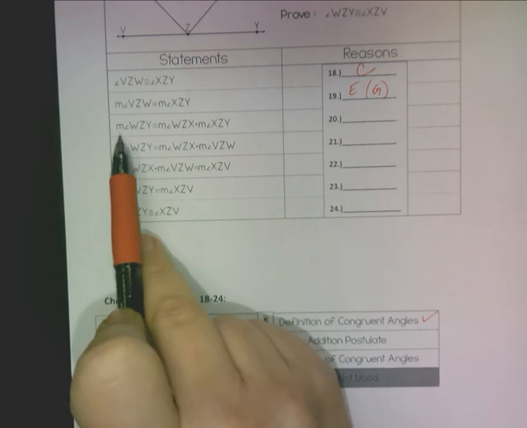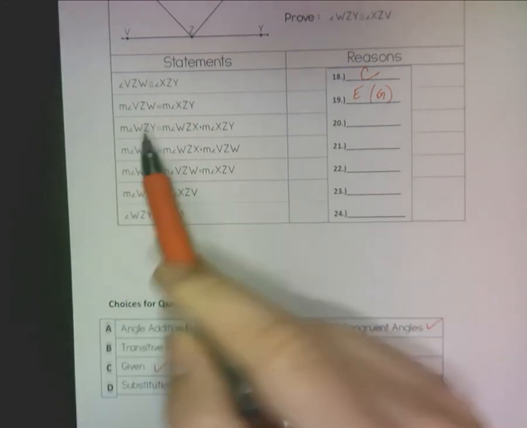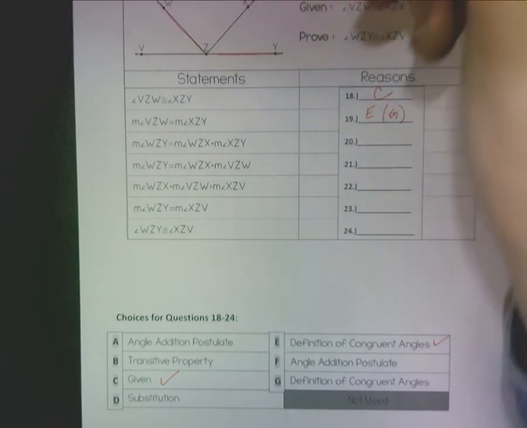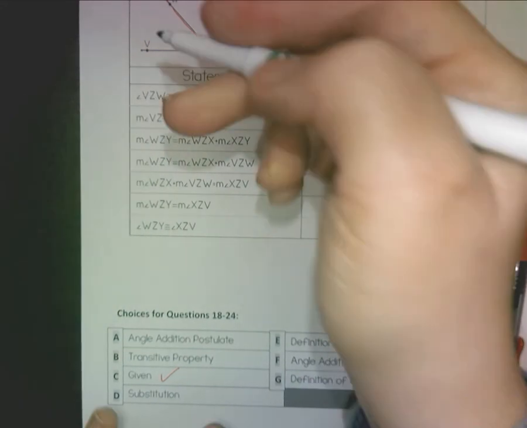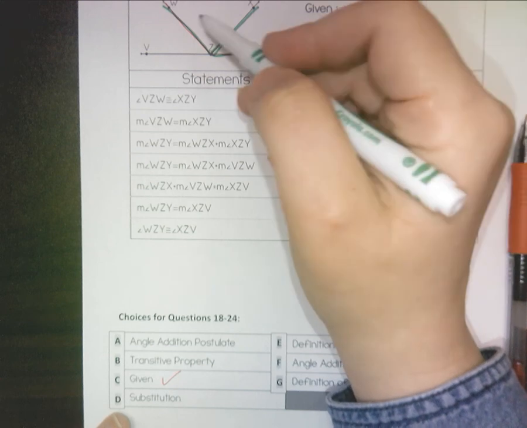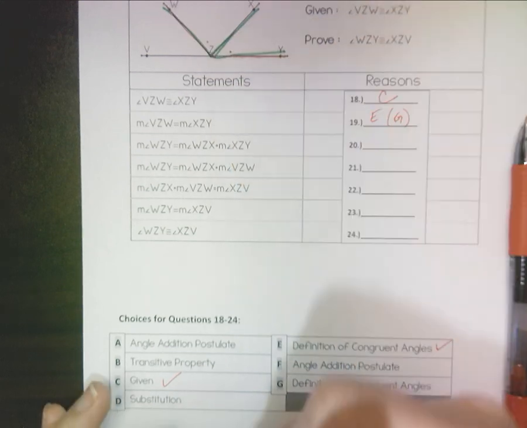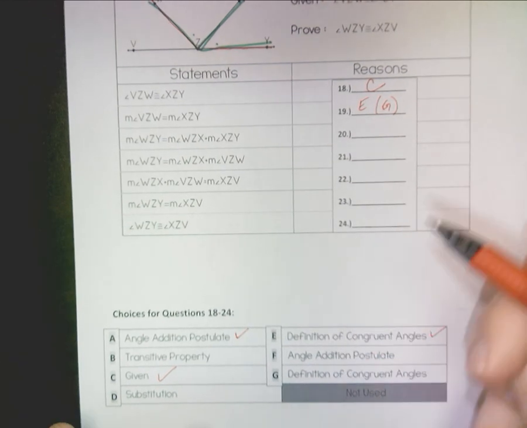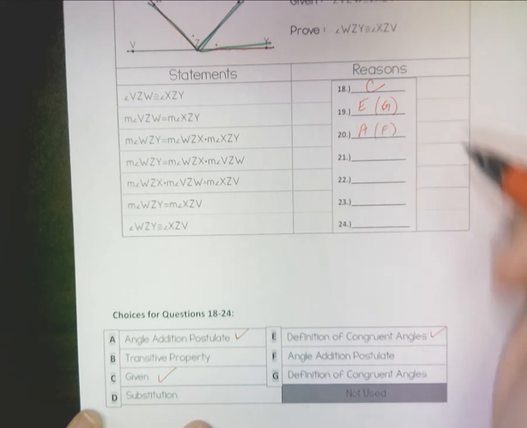All right, now let's see what I'm doing. Now it looks like I'm saying the measure of WZY is equal to WZX and XZY. Well, yes, look at that. I'm making two angles to make the whole red one. That's an angle addition postulate. I'm adding angles, so I'm going to call that A, but again, you could have chosen F.